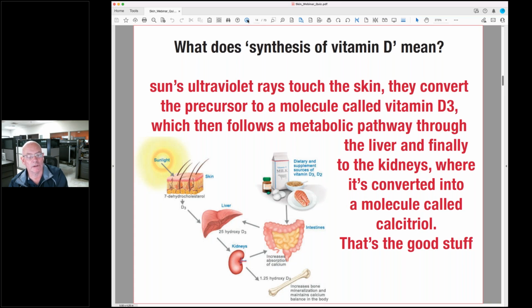Increases bone mineralization and maintains calcium balance in the body. Increases absorption of calcium. And notice that it has two different pathways, one from dietary supplements also. People that live in not so sunlit areas, unlike sunny Southern California, that's why they add vitamin D to milk, for example.